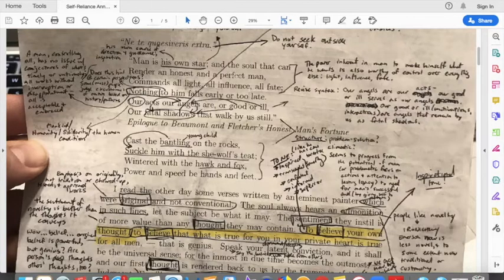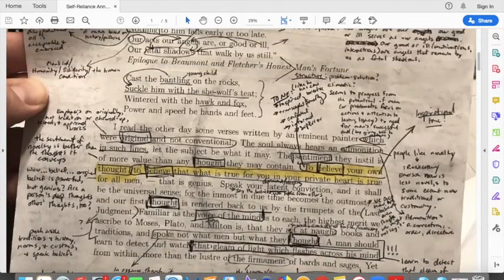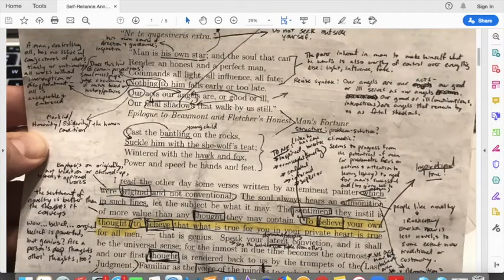And that honest and the soul that can render an honest and perfect man commands all light, all influence, all fate. So these are going to be very similar ideas to what he is conveying, except these are more figurative. And he wants you to be thinking. Really, the very first thing he does is give you essentially lines of a play, very poetic. Why wouldn't he just come out and be very straightforward?